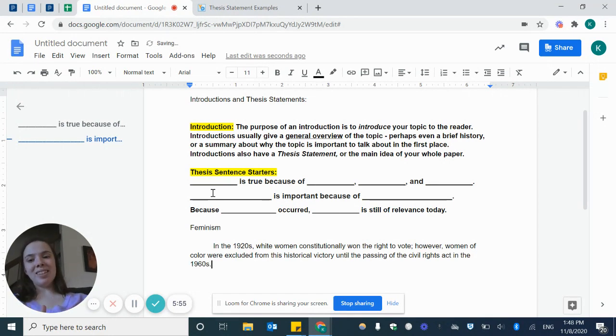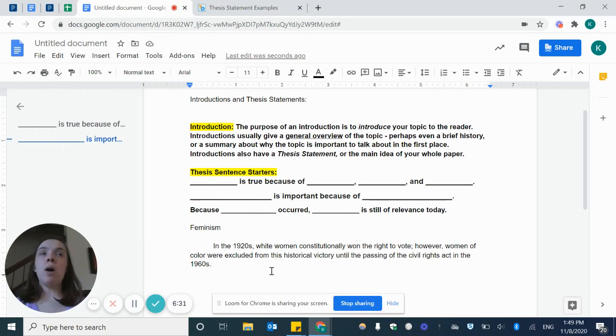I'm making this up, so if you're doing feminism or talking about stuff like this, I'm pulling this from my limited history knowledge. So don't use this. Also, I'll notice if you copied what I wrote word for word. So there's a brief history. In the 1920s, white women constitutionally won the right to vote. However, women of color were excluded from this historical victory until the passing of the Civil Rights Act in the 1960s. My first sentence is just a little bit of background.